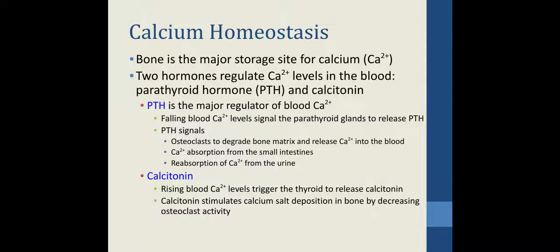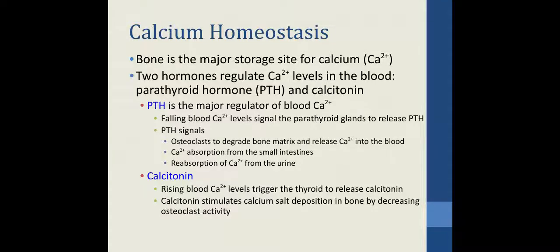So if you have falling blood calcium, it's going to signal to the parathyroid to release parathyroid hormone. That parathyroid hormone signals your osteoclast to break down the matrix and let calcium into the blood. Calcium gets absorbed in the small intestines, and any reabsorption of that calcium can take it from urine as well.